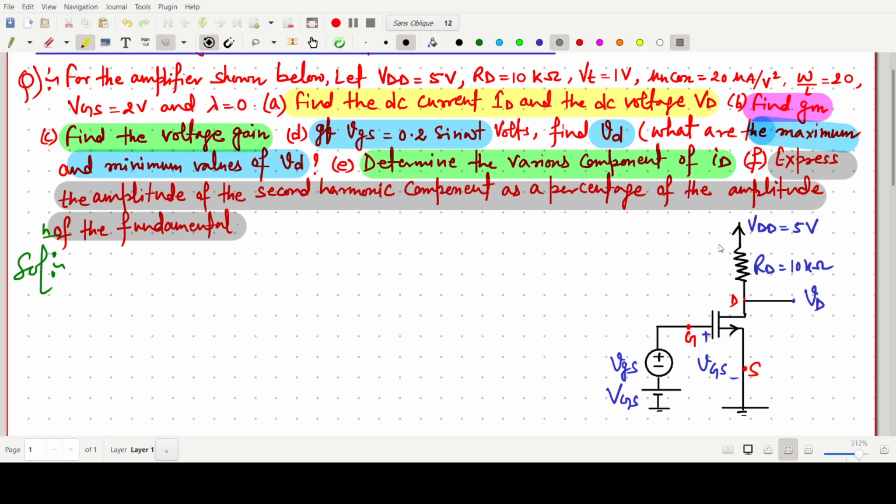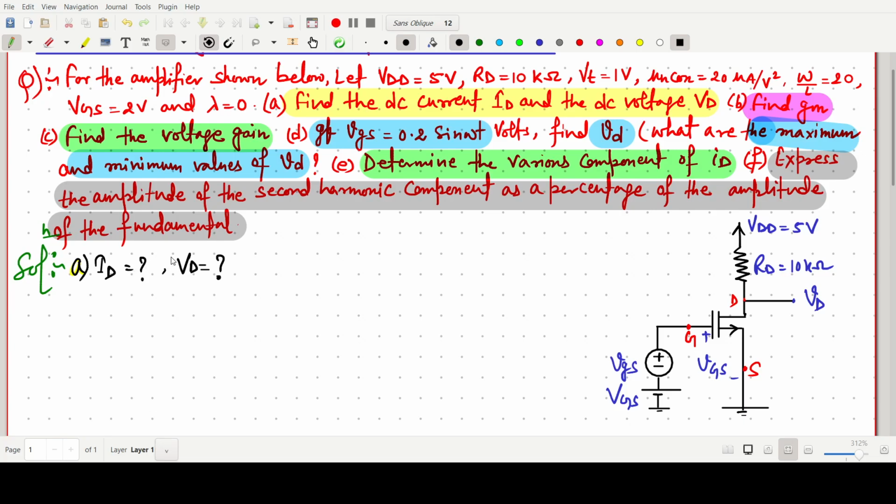So basically, this question will also include the AC small signal model. So the very first thing is we have to find part A. Very first thing we have to find is ID, the DC value of the drain current, and VD.